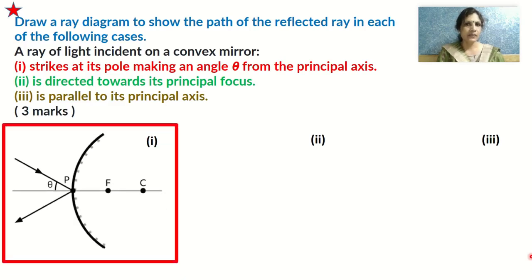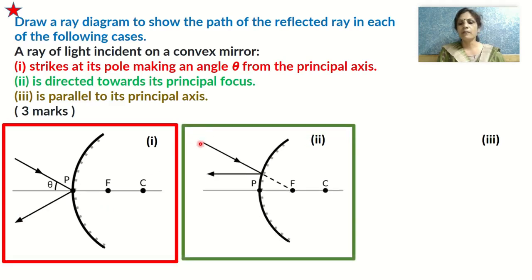The incident ray striking the pole, making an angle theta. So the reflected ray is this, and it will also make the same angle at pole. So this is the first rule. Second is asked, the ray of light is directed towards the principal focus. Now just check out, for the convex mirror, principal focus is here, and the ray of light is incident towards the principal focus, and after reflection it will be parallel to the principal axis.